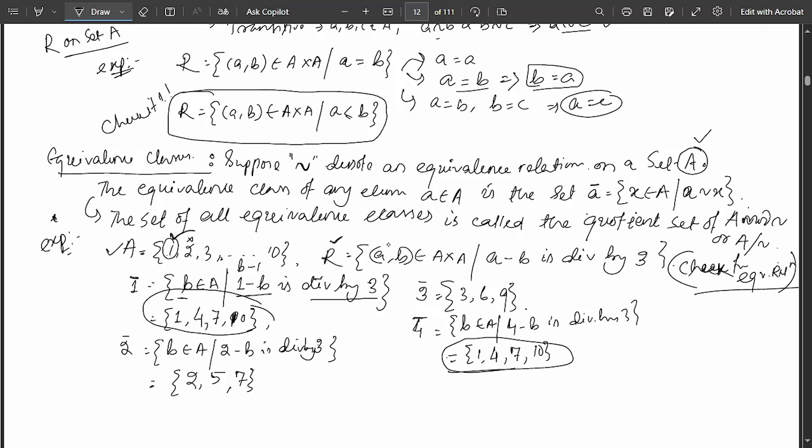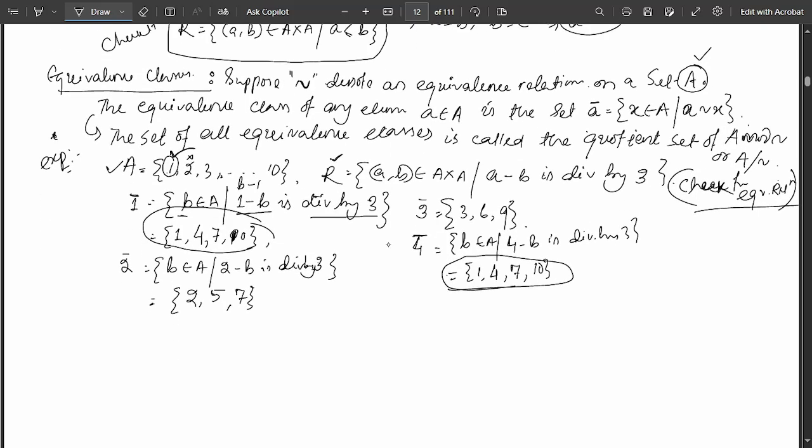So here comes a theorem: if any element x belongs to the equivalence class of some a in the set A, then the equivalence class of x is equal to the equivalence class of a. Okay, so this is a theorem. We prove this. So I am writing the statement.